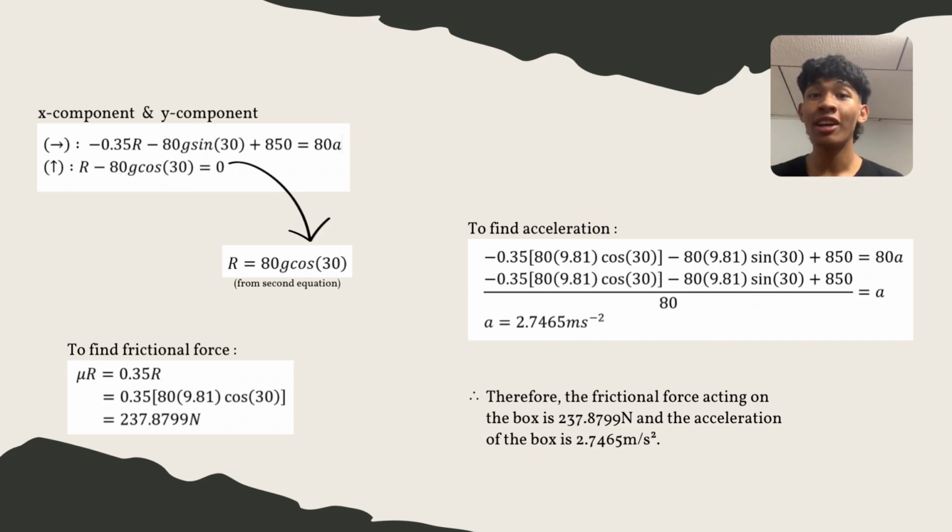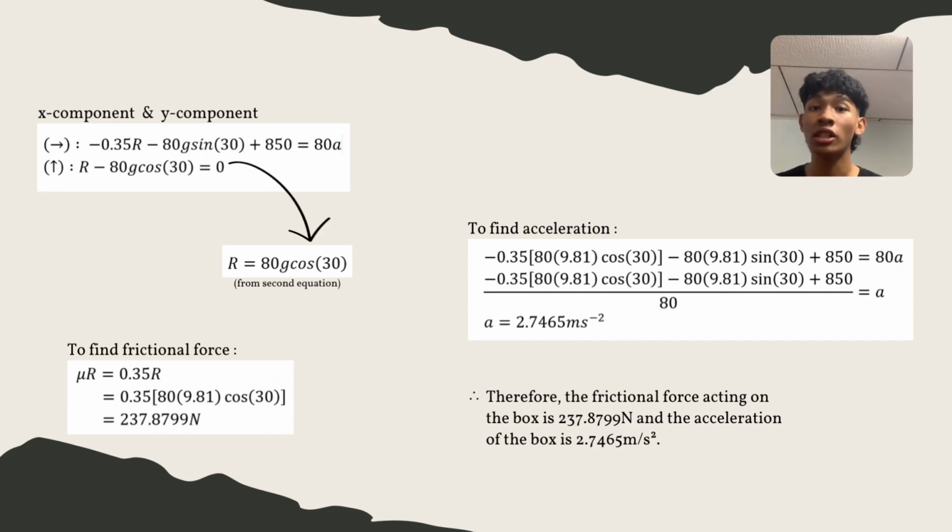As we can see, we can derive the second equation to find the value of R by transferring the negative 18g cos 30 to the right side, so the value of R should be 18g cos 30. Then we can find the frictional force, which is mu R. The given value of mu is 0.35 and the value of R from the second equation is 18g cos 30. Then we will multiply both values to get the frictional force. Then we will get the value of frictional force as 237.8799 Newton.